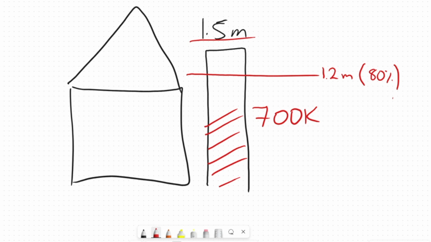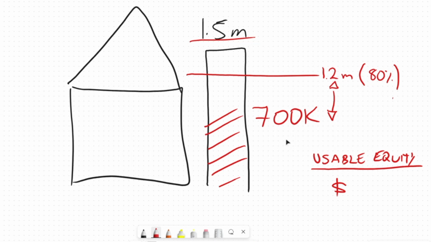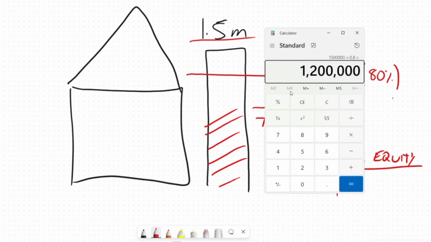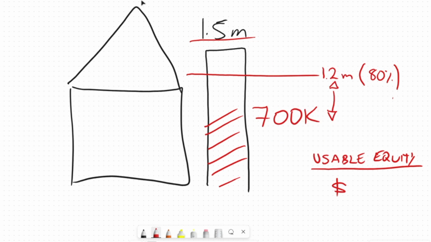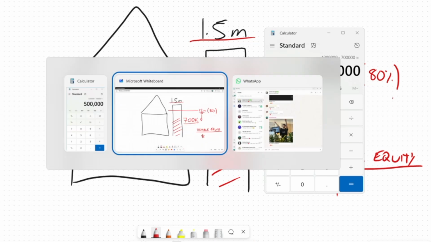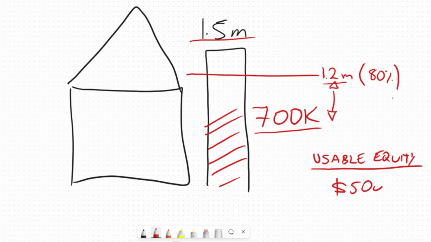Now $1.2 million, the difference between this and my loan is what we call usable equity. So the difference between $1.2 million minus the $700,000 mortgage is 500 grand. So the difference between $1.2 million and $700,000 is exactly $500,000. So I've got $500,000 of usable equity. What can I do with that?